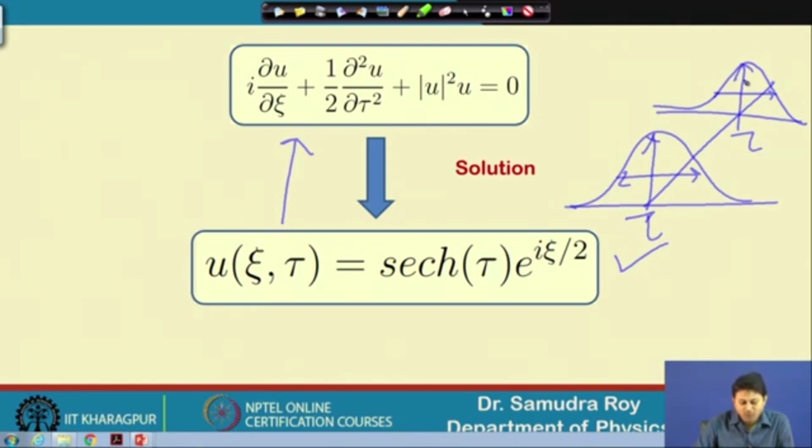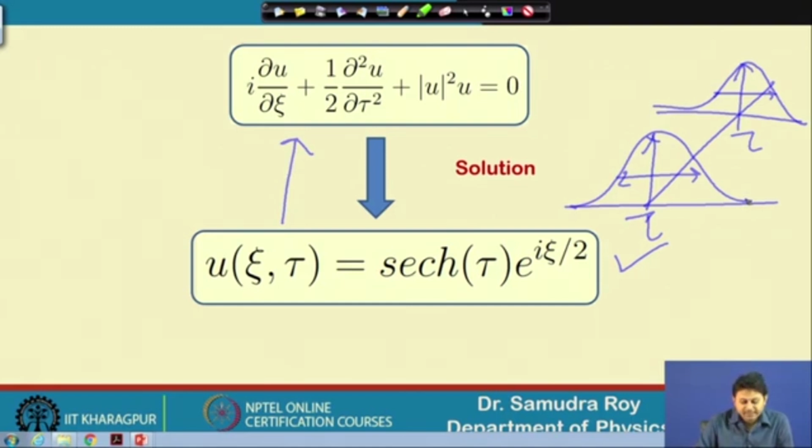If I plot this sec hyperbolic tau, you will find this kind of structure. It will look very close to the Gaussian structure, but it is not typically a Gaussian structure. It looks something like that, but it is different, it is sec hyperbolic.